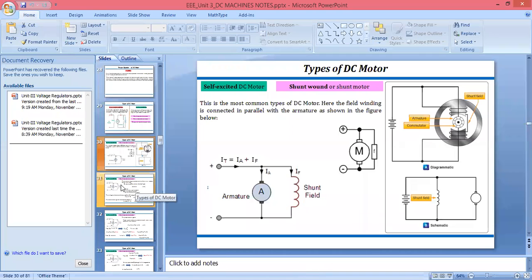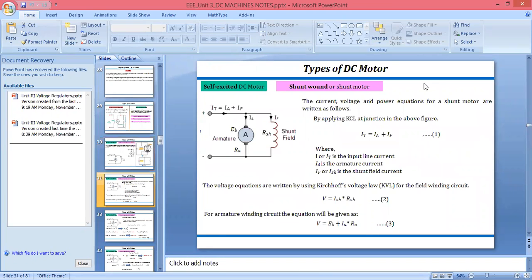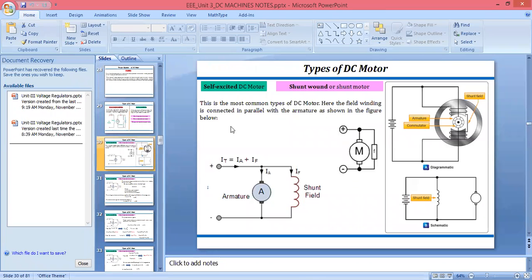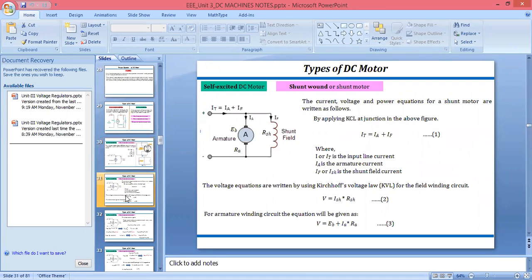Now we are supposed to derive the equations. I have taken the same diagram again, and I am writing the same equations again. When you give the power supply, we are supposed to derive the current, voltage and power equations for the self-excited DC motor.